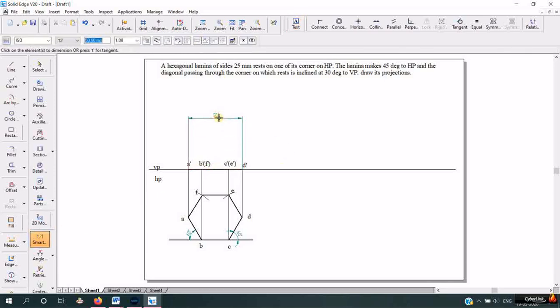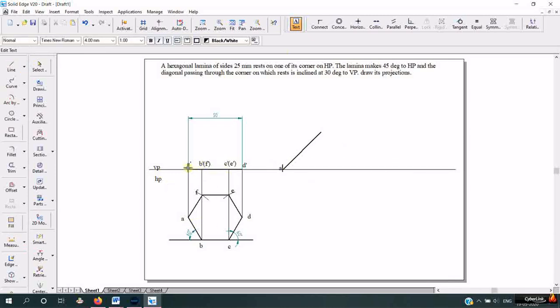While constructing manually in your book, measure this line. From here to here it is 50 mm. So construct a 50 mm line. The angle is 45. Now you need to mark the points, the corners. This corner is A, and this corner is A dash.